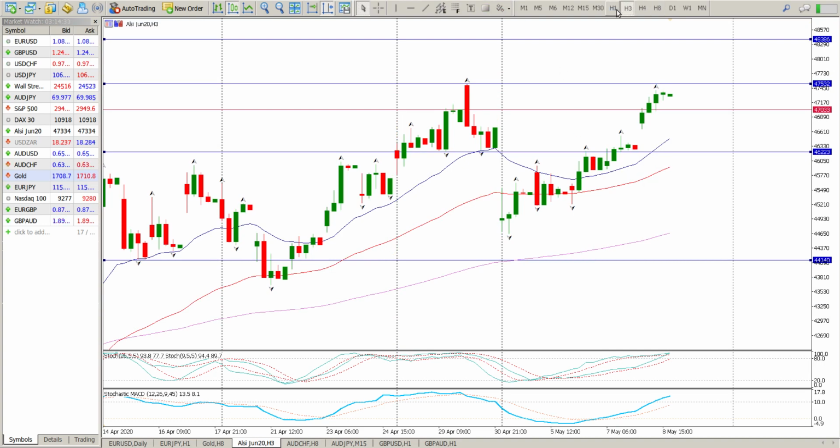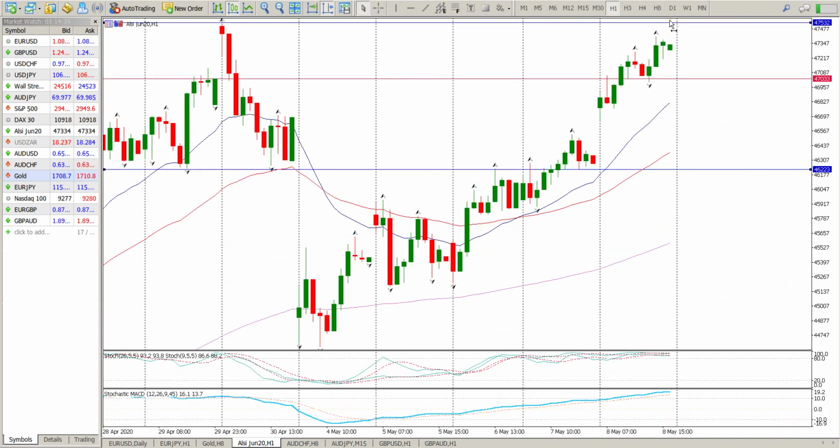Right, come down to what we actually want to trade. So what we're looking for is some kind of a pullback back to 47,033. Now, what's happening at the moment, just bring up my chart.